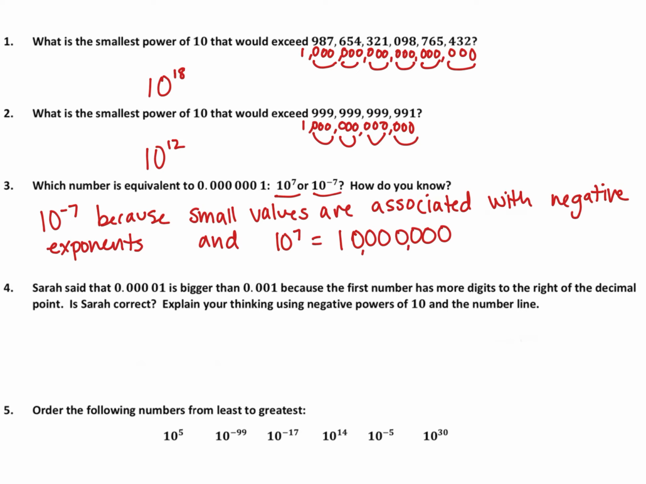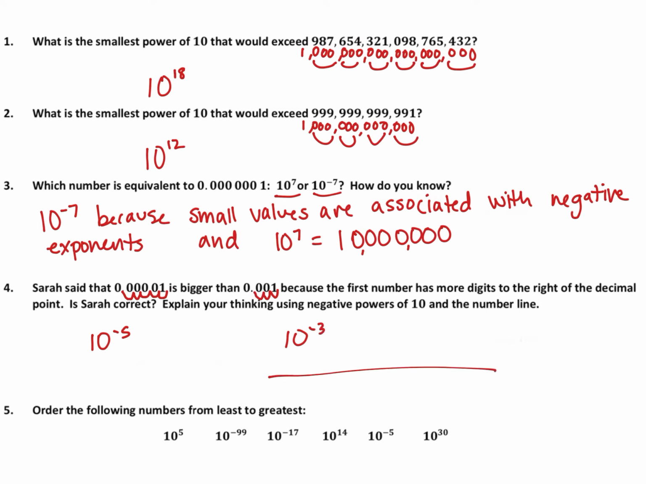Number 4 says, Sarah said that 0.00001 is bigger than 0.001 because the first number has more digits to the right of the decimal point. Is Sarah correct? Explain your thinking using negative exponents and the number line. Okay, so this one would be 10 to the 1, 2, 3, 4, negative 5. And this one would be 10 to the negative 1, 2, 3.